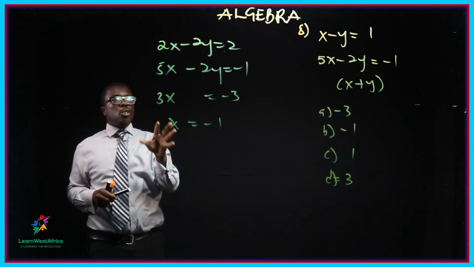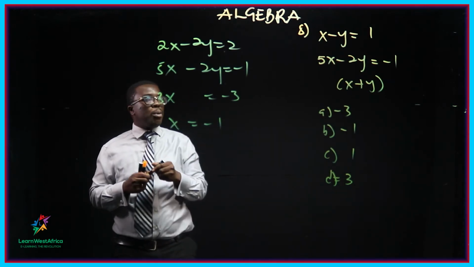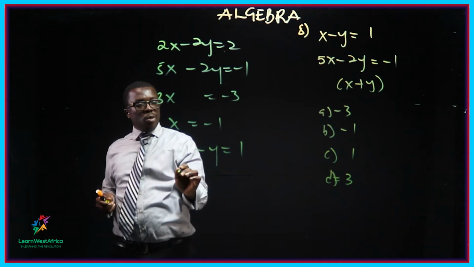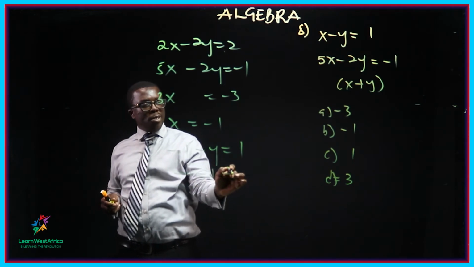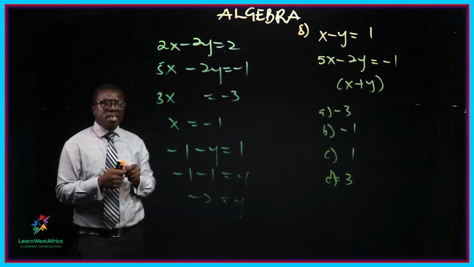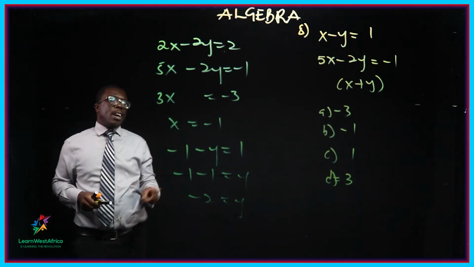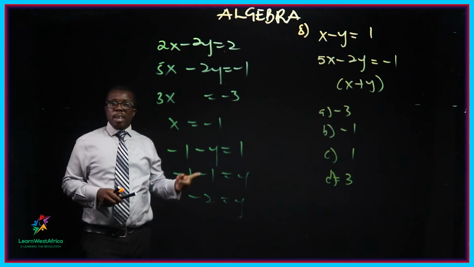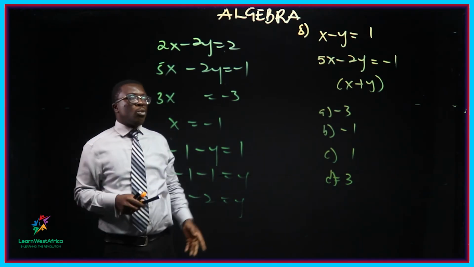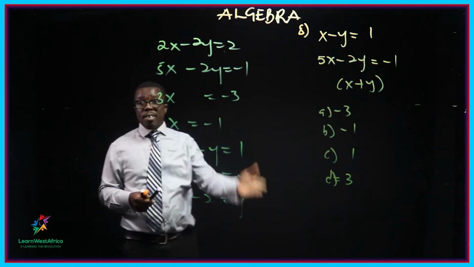When x is equal to minus 1, we go back to the original equation. So you're going to have minus 1 minus y is equal to 1. So you have minus 1 minus 1 is equal to y, which is minus 2. So if x is minus 1, y is minus 2. We should evaluate x plus y, which is minus 1 minus 2, minus 3. The answer is A.